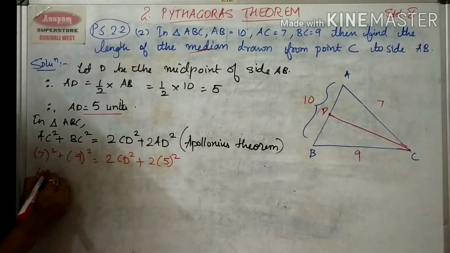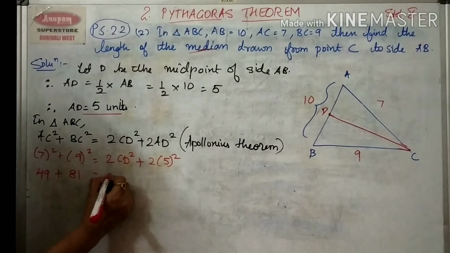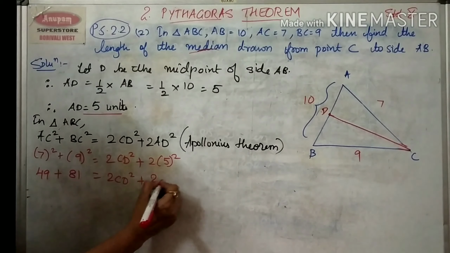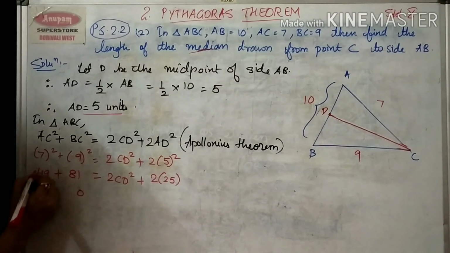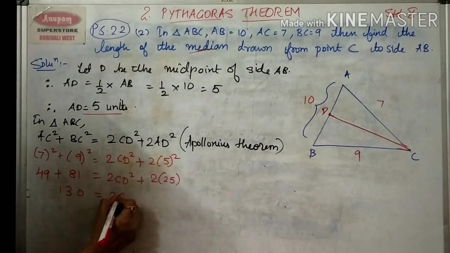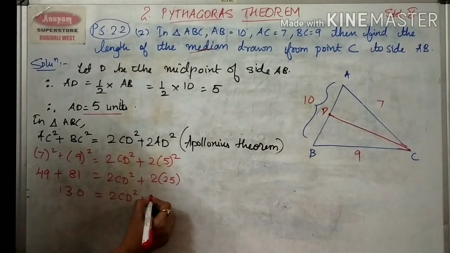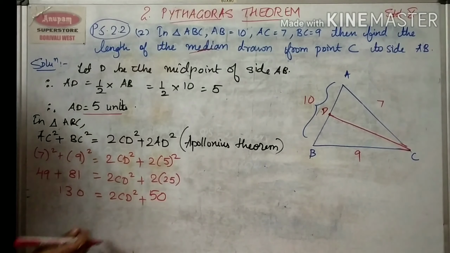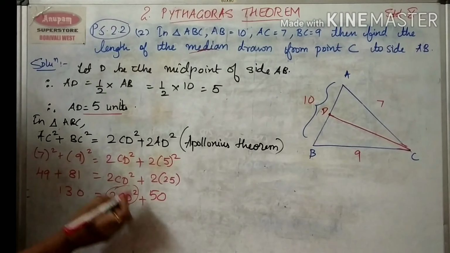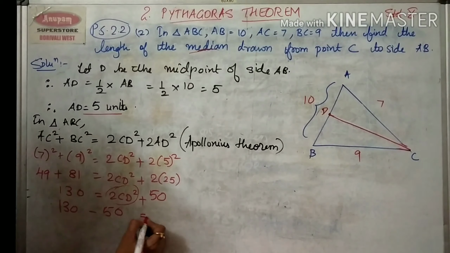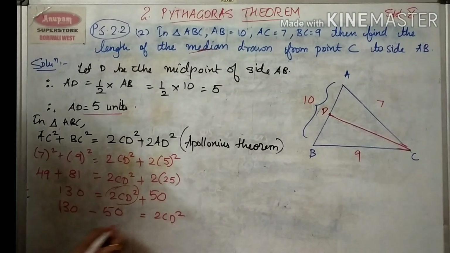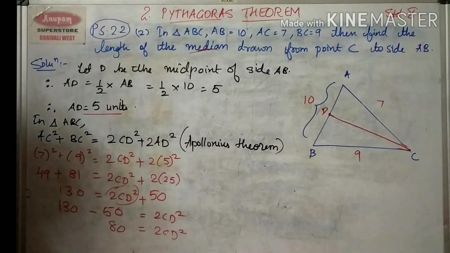Let us substitute: 49 plus 81 is equal to 2CD square plus 2 into the square of 5, which is 25. So 49 plus 81 gives you 130, equal to 2CD square plus 25 into 2, which is 50. I want to find out CD square, so I'll keep this alone and bring 50 to the other side. 130 minus 50 is equal to 2CD square. 130 minus 50 is 80. So 80 is equal to 2CD square.